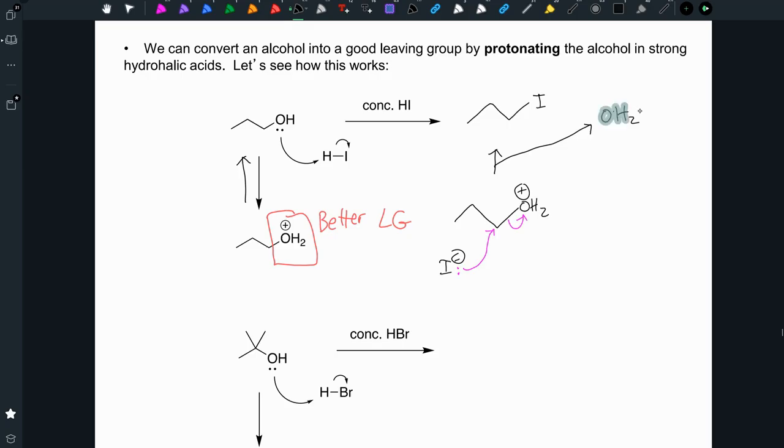I'll write this as H2O so it's more familiar. I'm replacing the OH group with an iodide group, and water is a byproduct of that reaction. Okay, so that's one possibility.